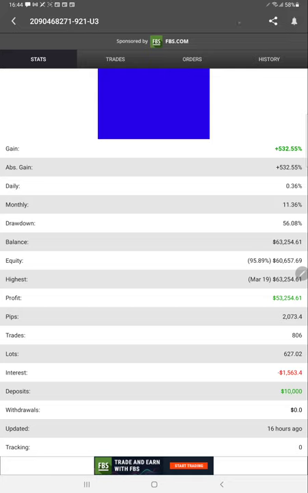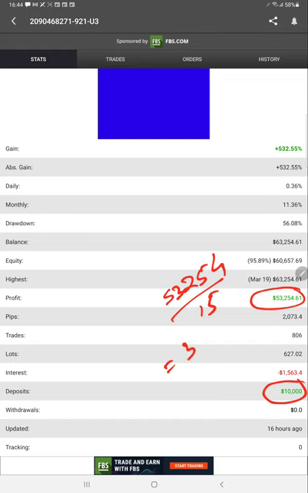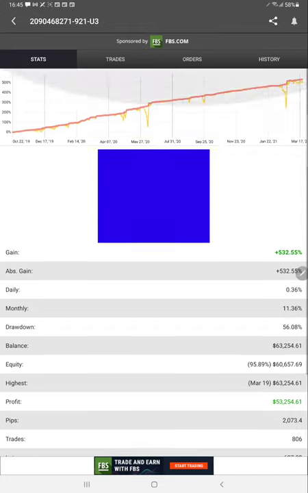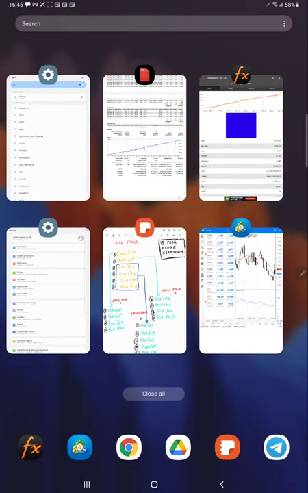The account started with a deposit of 10,000 and has made a profit of 53,000 in 15 months. If we divide, the per month profit comes to around 3,500, so it's 35% ROI every month that we are grabbing by trading these strategies. Now we will see the MT4 details, the same account numbers. Keep these account numbers in mind, and we will go towards the MT4 now.